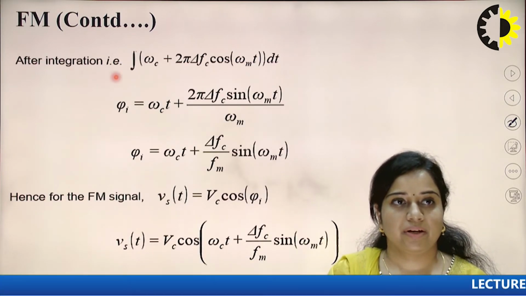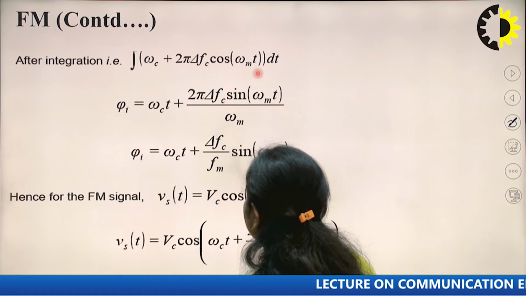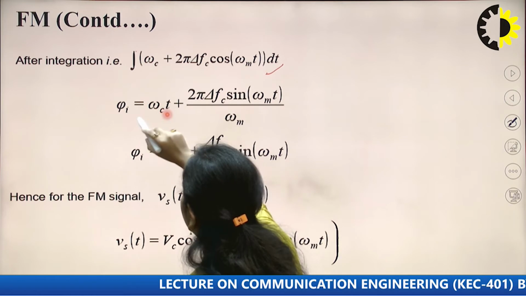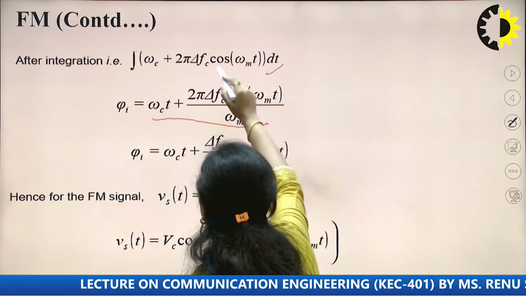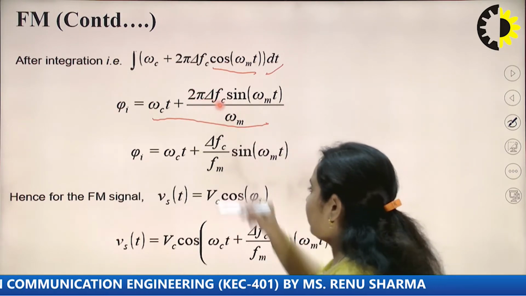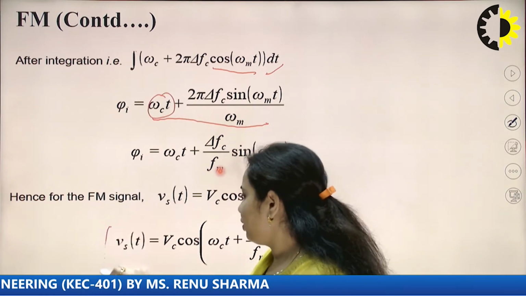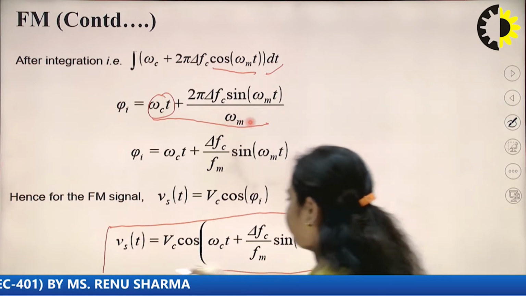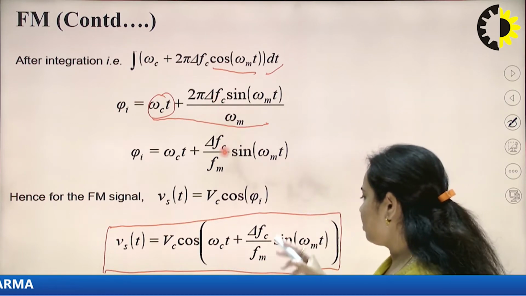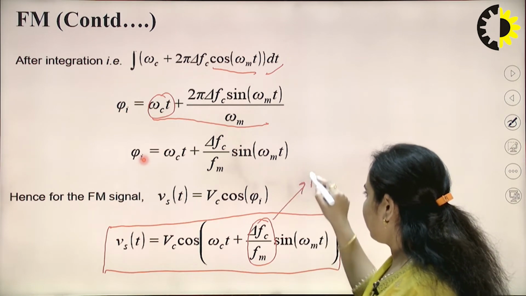Now after integrating this equation, we can write it as the integral of omega_c + 2 pi delta fc cos(omega_m t), and phi_i will be equal to this particular equation. When we integrate cosine, we get the sine function, and omega_c after integration will be omega_c t. So if you look at this equation, this will be the standard form of FM, that is Vs(t) = Vc cos(omega_c t + (delta fc / fm) sin(omega_m t)). Now this can be written as beta f.